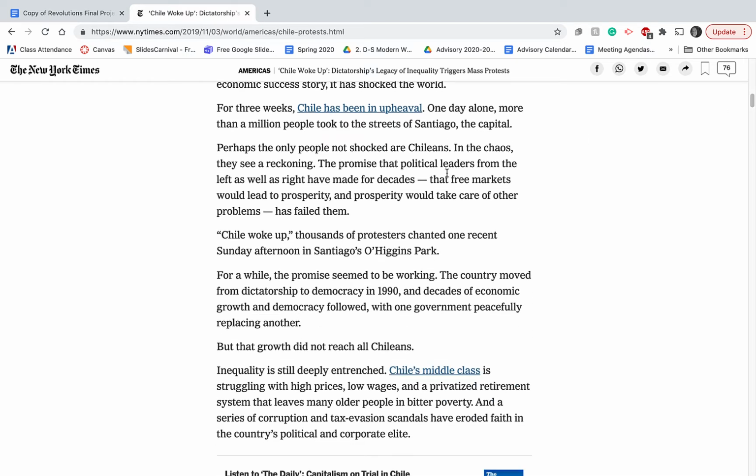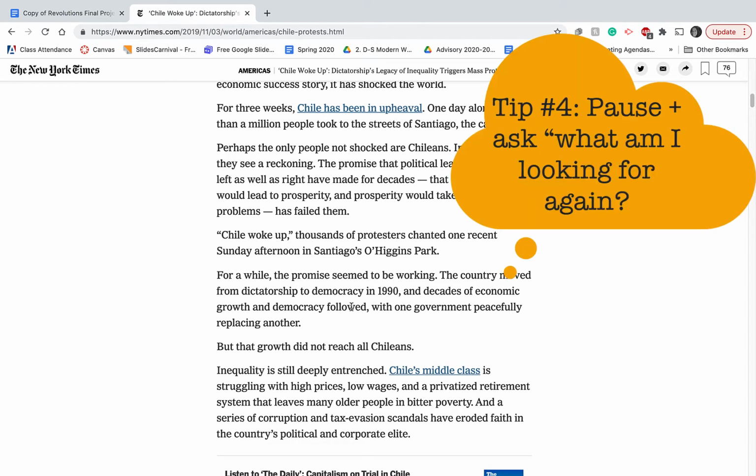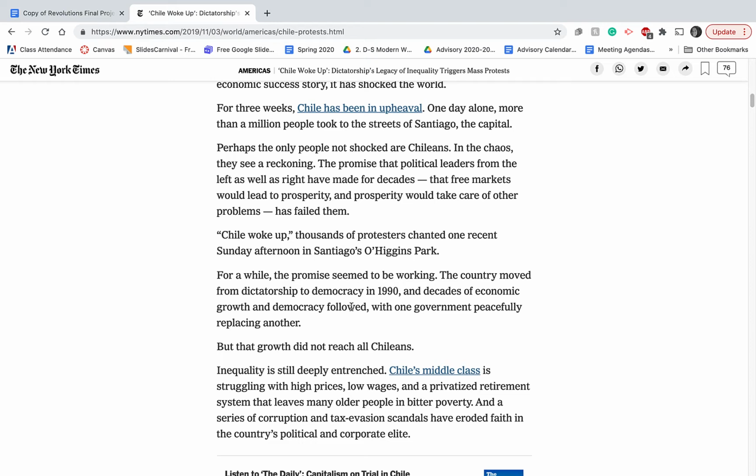Let's keep scrolling. Chile woke up, promising to be working. Okay, all right, interesting. The country moved from a dictatorship to a democracy in 1990. That seems good to me. And decades of economic growth and democracy followed. Also sounds good. But then I want to pause and say, well, wait a second, aren't I looking for some not good stuff? Because if I'm looking for not good stuff, that would mean, okay, what is the status quo? Why are people unhappy? Why are they protesting? So I'm going to start looking for more negative things happening in society. This to me looks all positive. So I'm going to keep going.